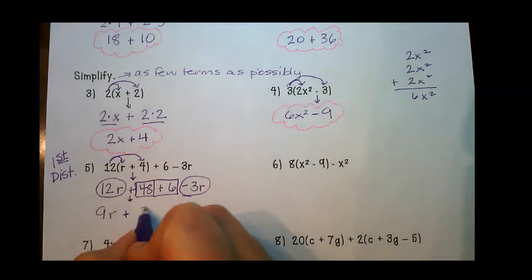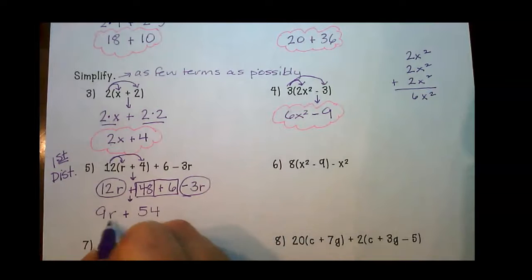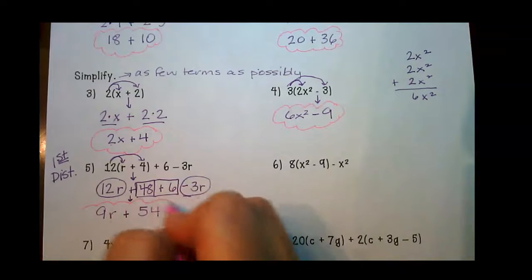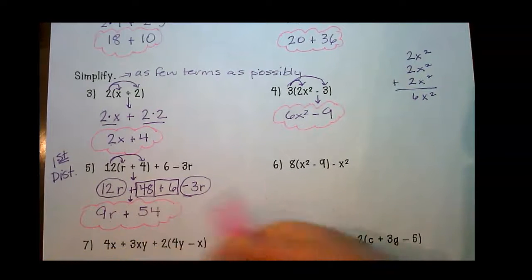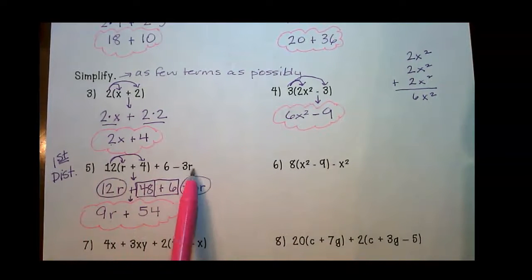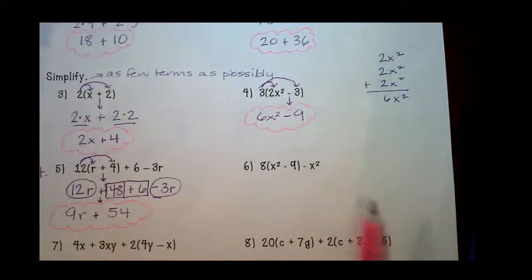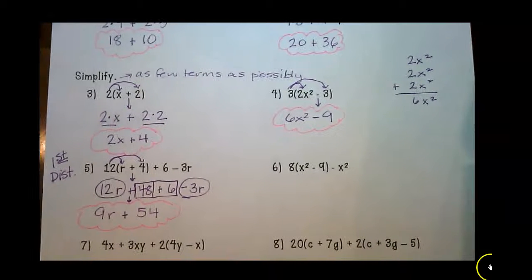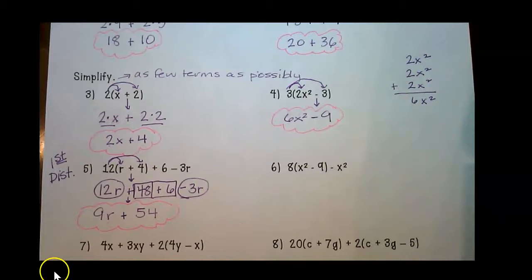48 plus 6 is 54. Are these like terms? Nope, we have r's and a constant, so we're finished. And that is our final answer. Do you see how we went from all of these terms down to 2? We have simplified the expression. Alright, I want you to pause the video and give the next one a try without me. When you come back, we'll compare answers.